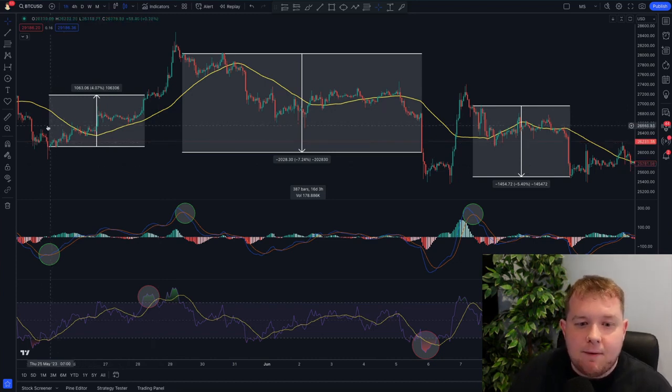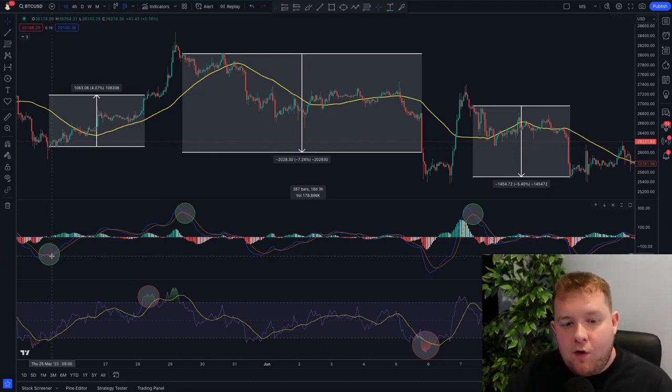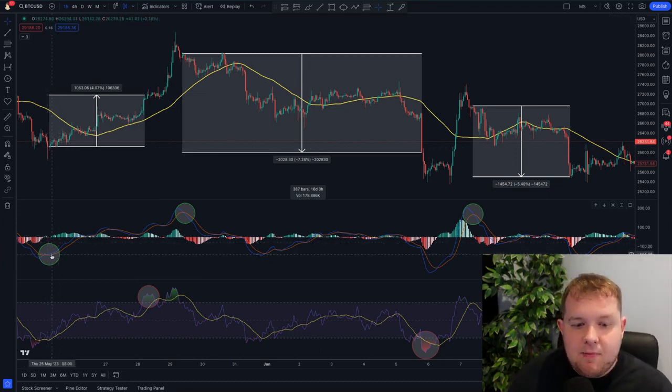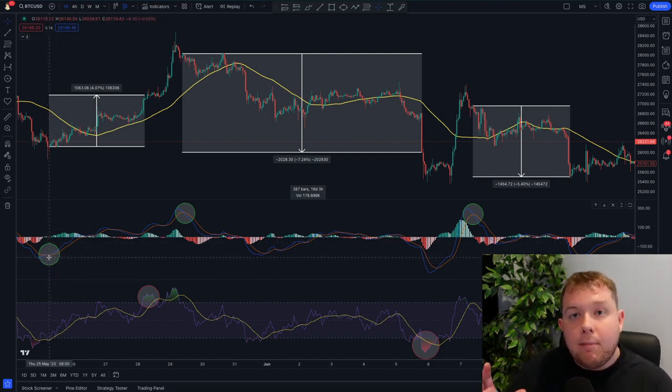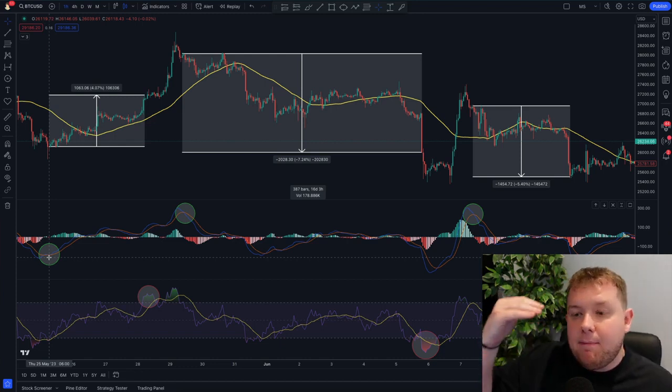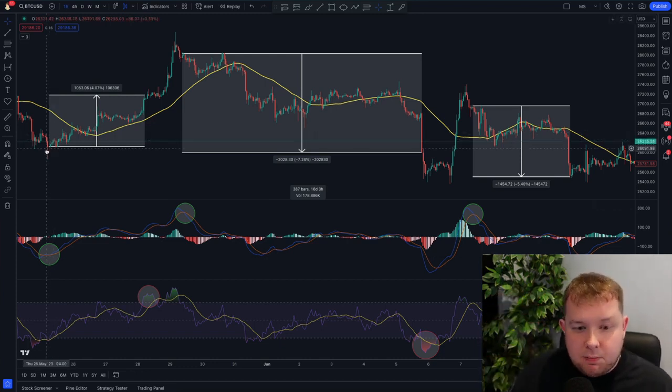So first of all, right here, we want to enter a long position. We've had a bullish cross, which is the blue line crossing over the red line, a bullish cross right there. And what we can go ahead and do is enter a long position. But in order to do this, the price has to be below the SMA. So if you want to enter a long trade, the price has to be below the SMA. If we want to enter a short trade, the price has to be above the SMA. So for this, the price is below the SMA.